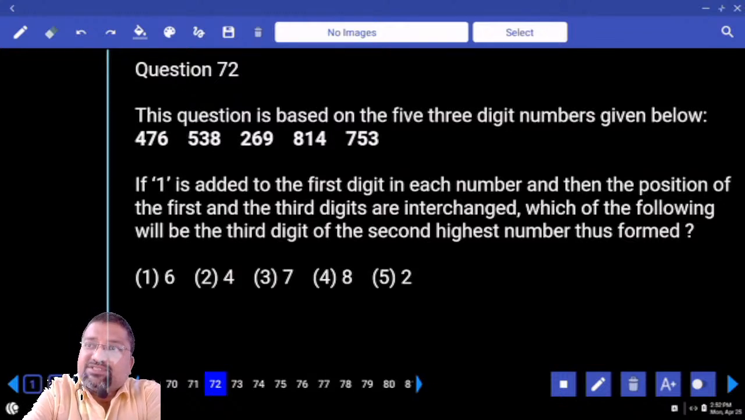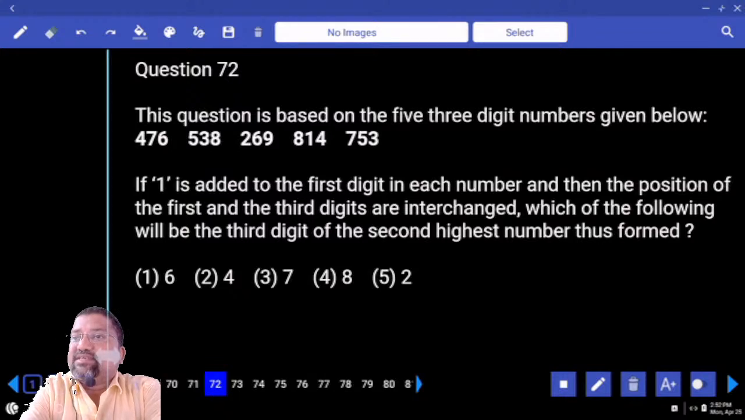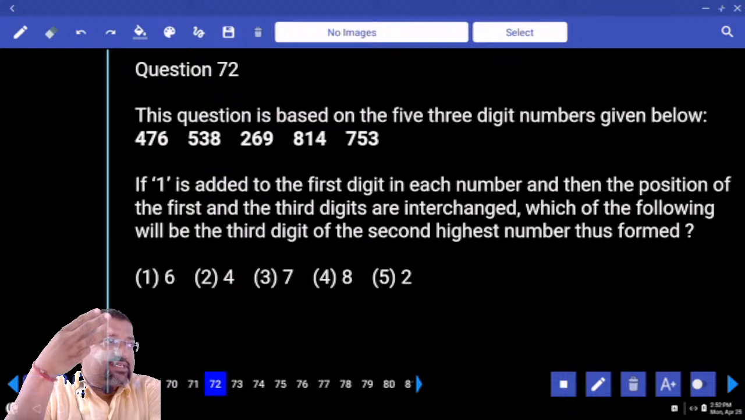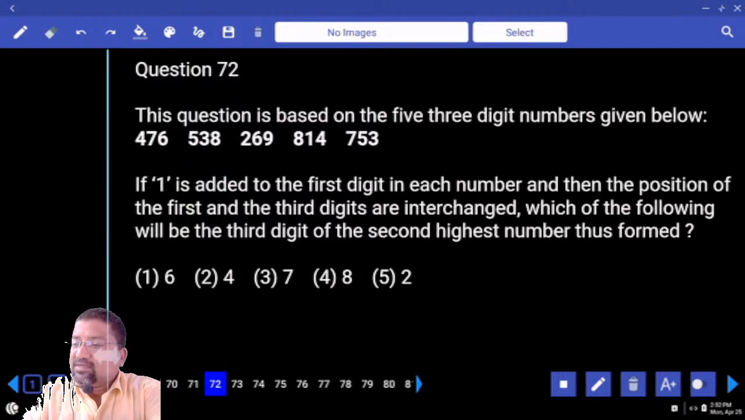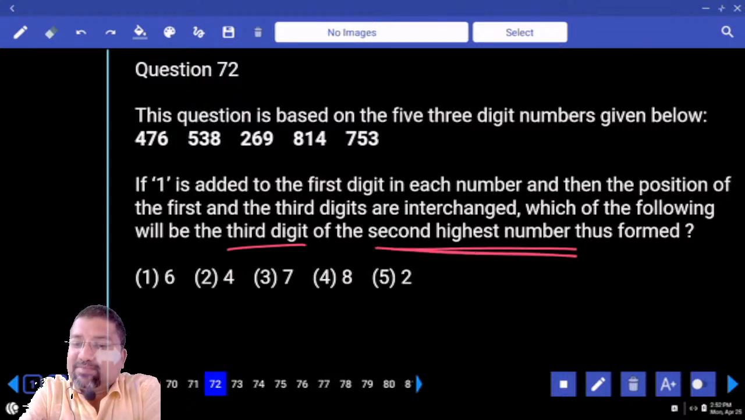1 is added to the first and the position of first and third are interchanged. And my concentration is on what? My concentration is on the third digit. Which of the following will be the third digit of the second highest number? Second highest number, third place.